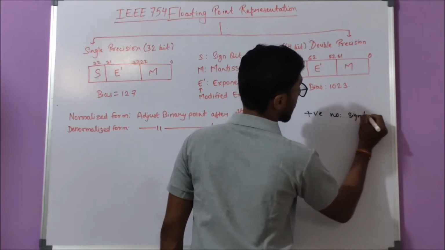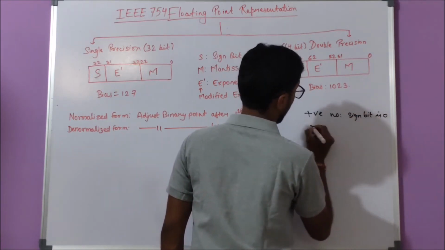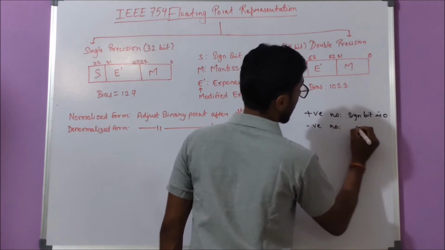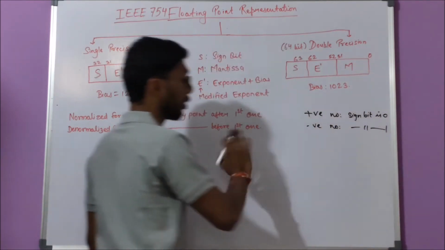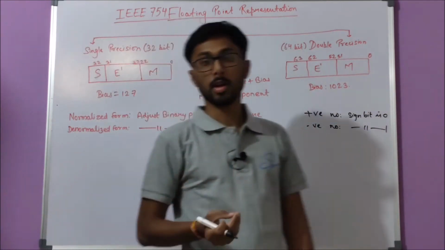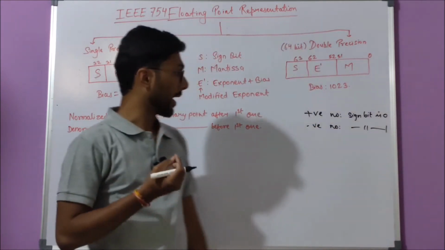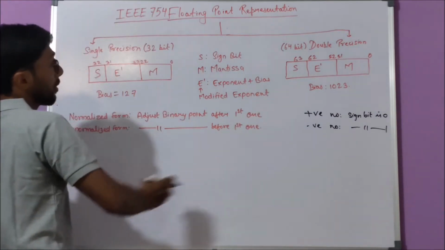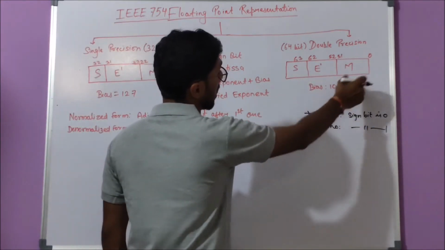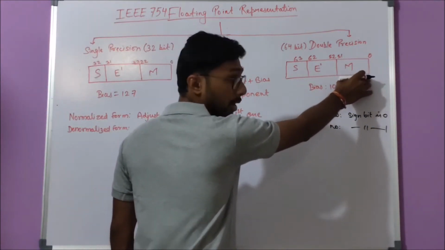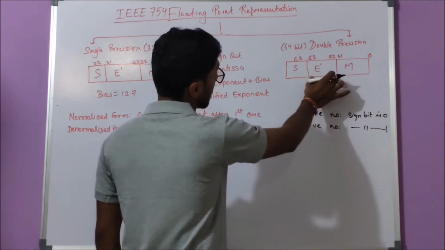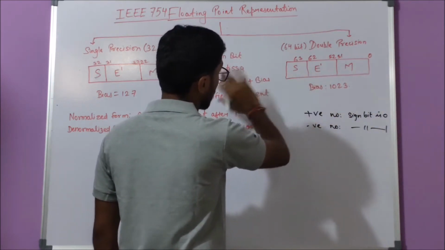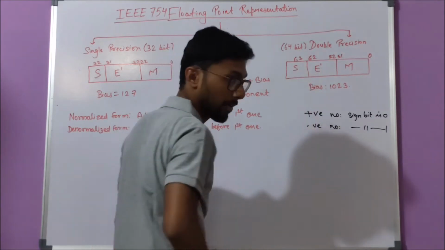Now for positive number sign bit is 0 or for negative number sign bit is 1. In both the formats, for positive number sign bit is 0 and for negative number sign bit is 1. Okay. Now in double precision format, mantissa is 52 bit long, exponent bias is 11 bit long and sign bit in both the representations is 1 bit.